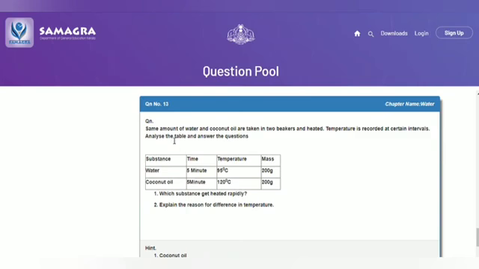Next, the same amount of water and coconut oil are taken in 2 beakers and heated. Temperature is recorded at certain intervals. Analyze the table and answer the questions. The substances taken are water and coconut oil. Time is 5 minutes for both. Temperature is 95 degrees Celsius for water and 120 degrees Celsius for coconut oil. The mass of both water and coconut oil is 200 grams.